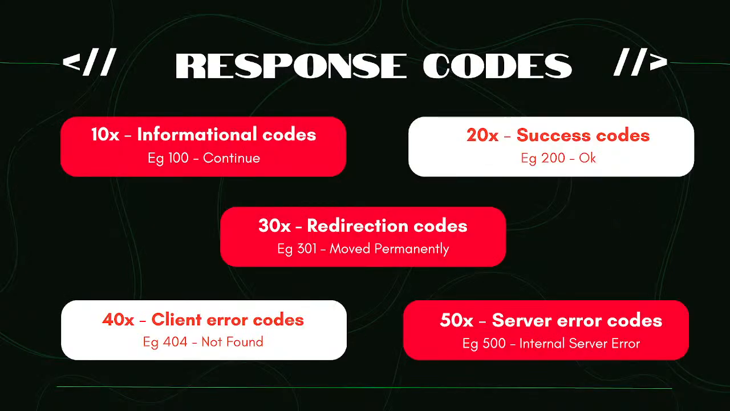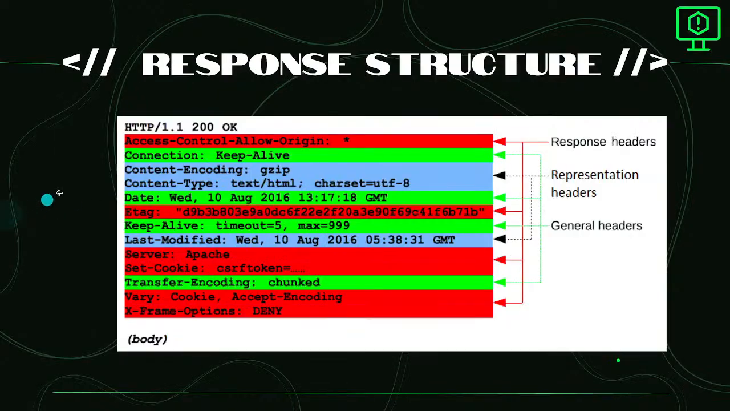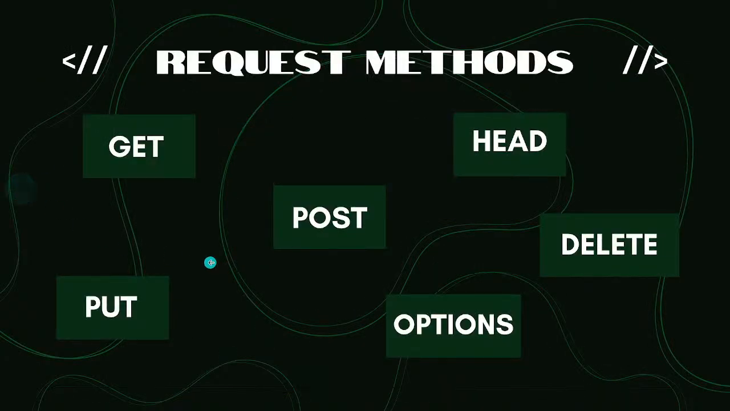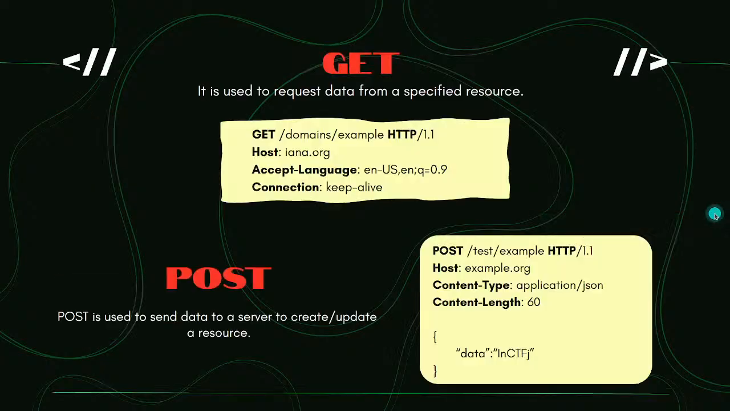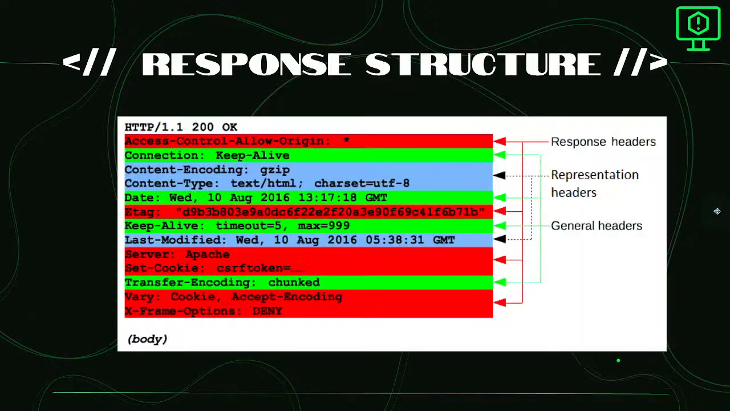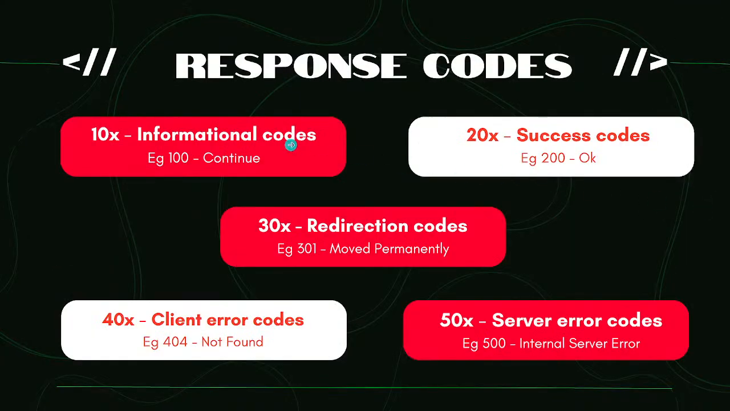All right, so moving next, we have response codes. In the response structure, you saw something was 200 OK. In the previous slide also you saw something like 200 OK. So what is this 200 OK? 200 we saw was a success code. So these are known as response codes.